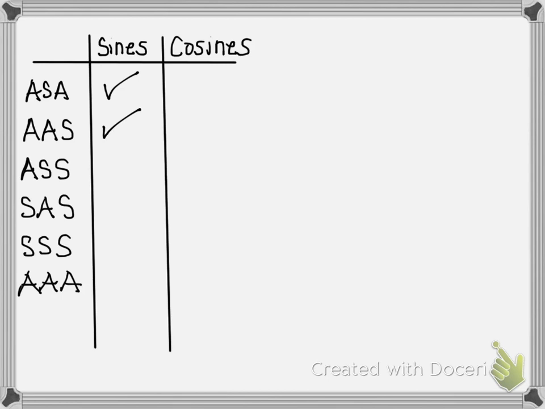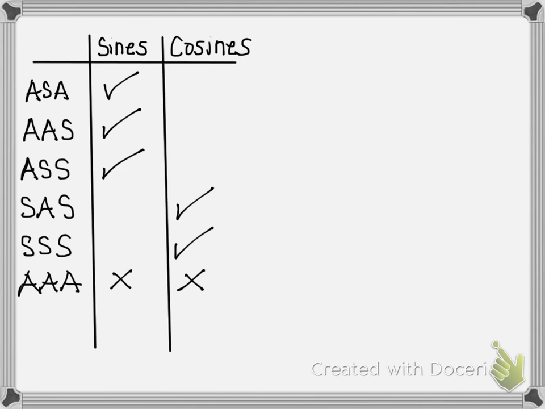For ASS, I can find one of the other sides. We'll take a look at that one next. If I have SAS, if I'm given a side, an angle, and a side, I cannot use law of sines. I will have to use law of cosines. The same with SSS, if I'm given three sides. And for AAA, neither, because AAA is not a unique triangle. If I know three angles, the sides can still be any measures.